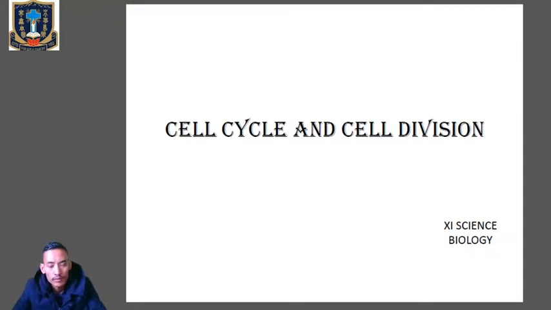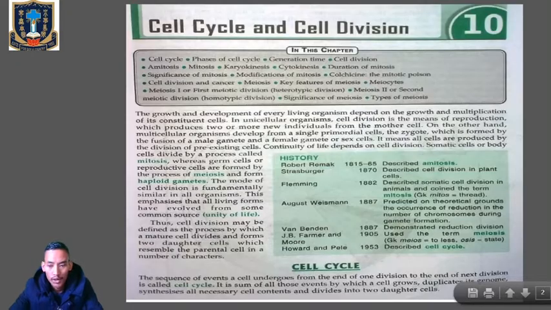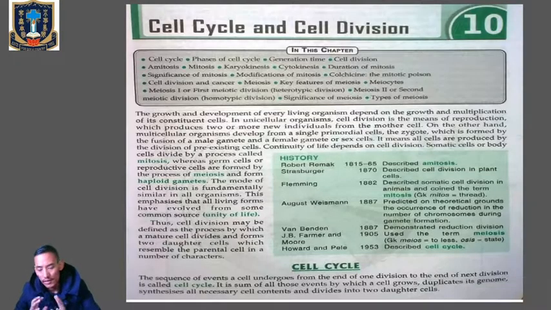Welcome to biology class. So today we will begin with a new chapter, cell cycle and cell division, chapter number 10. Okay, so we all know that each and every organism, though it may be unicellular or multicellular, is made up of cells. So that's why you say that cell is the structural and functional unit of life. So each and every organism is made up of cells.